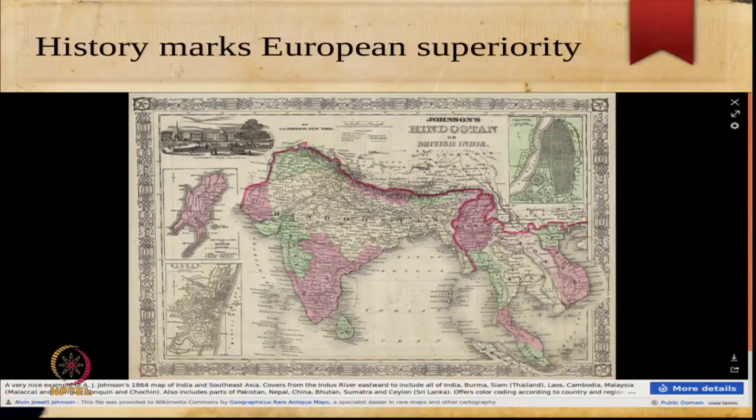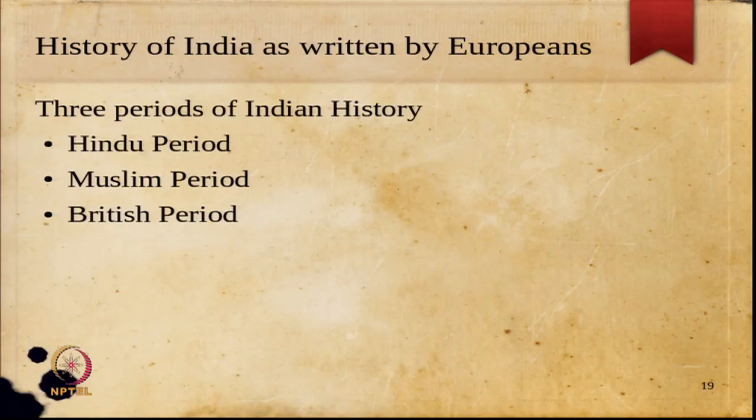And when the Europeans wrote the history of India, they typically divided the history of India into three periods: the Hindu period, the Muslim period, and the British period. Very curiously, the third period is not a Christian period. Now, this is a very top down approach of writing history, by identifying the peoples by the rulers. So even though there were, let us say, Hindu rulers during that particular period, not all the people were Hindus at that point of time.